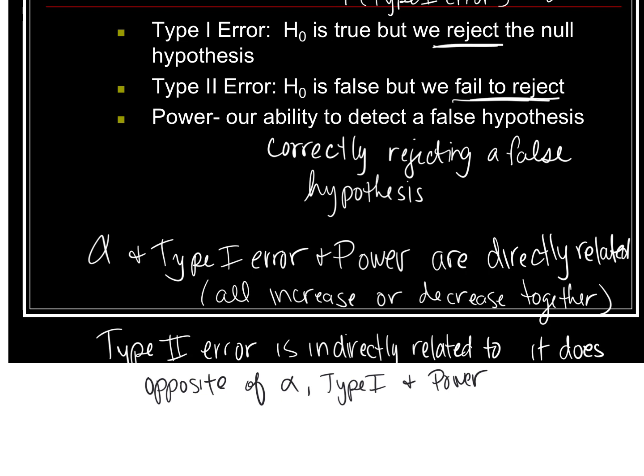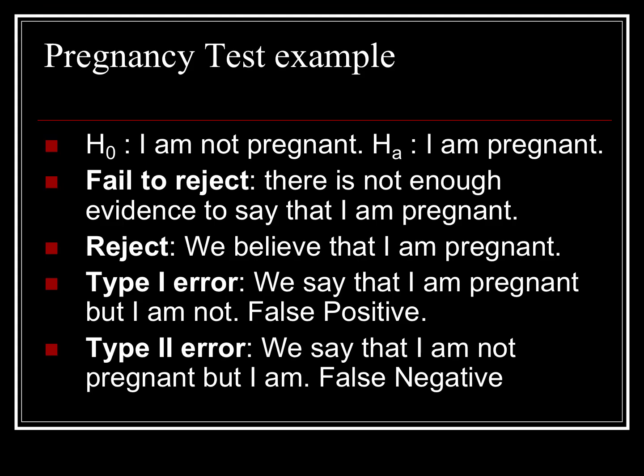Here's our first example. A pregnancy test. The null hypothesis is that you are not pregnant. There has to be enough evidence, hormones, for the test to say you're positive, you're pregnant. Okay? So there has to be enough evidence. There has to be enough hormones in your body for it to say you're pregnant. If I fail to reject, that means there's not enough evidence to say that I'm pregnant. Right? There's not enough hormones. The evidence is the hormones in that type of test.